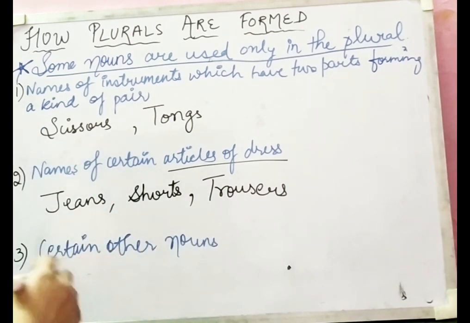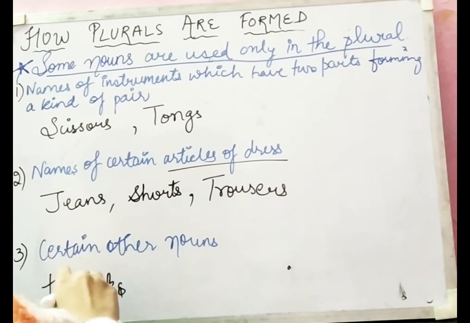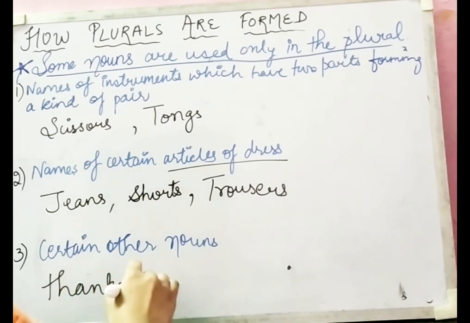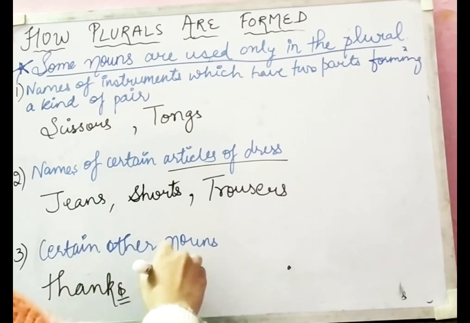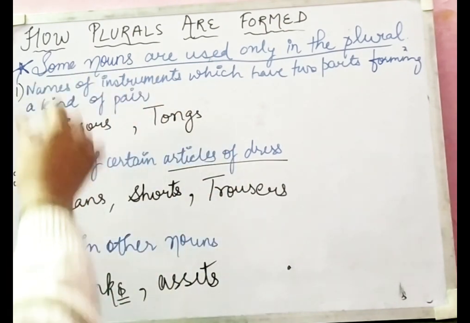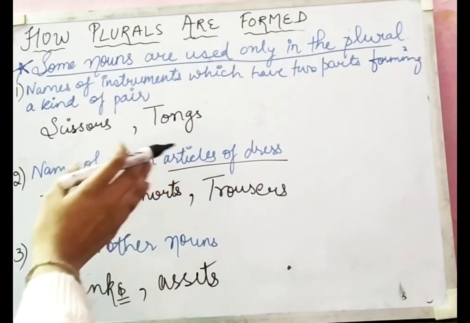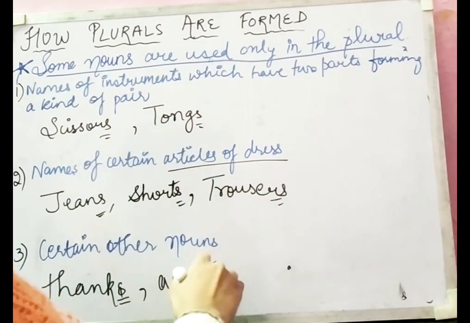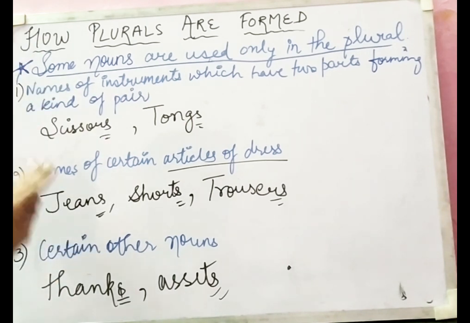Now the third point is saying certain other nouns. So you can say, like, thanks. In thanks, if you greet someone with thanks, s is coming here, means this is also plural. Or there is also the example of assets. So these are some examples of nouns which are used only in the plural, means s is here, they are all plural. So I think this concept is clear to you.